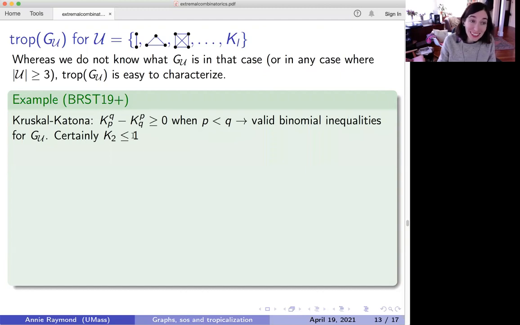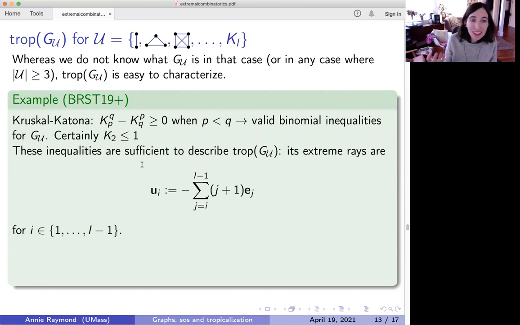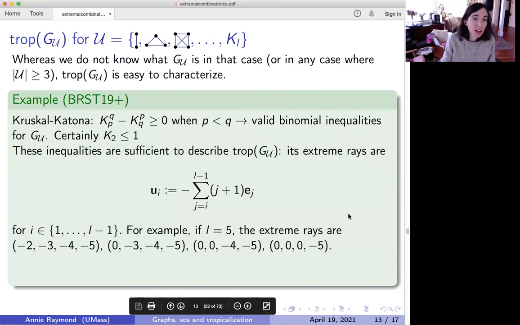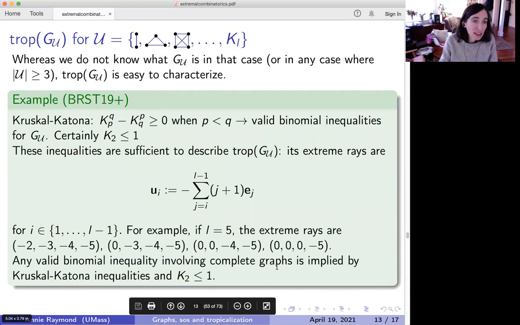And certainly I also know that the homomorphism density of an edge is at most 1. And so it turns out that these are all the inequalities that I need to describe the tropicalization of my graph profile. To show that this holds, certainly I know that the tropicalization of my graph profile will be within that, right? All these inequalities are true inequalities, they need to hold. But then I just need to show that the extreme rays of the cone that I get from these inequalities are actually realizable. And so these are the extreme rays that I get. And it's easy to show that they are realizable.